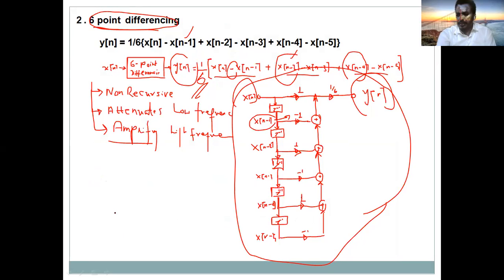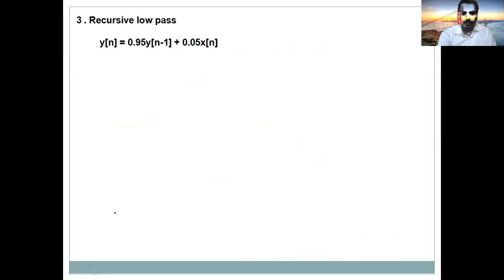Now let's see some more examples. In this case, we'll see recursive systems. Previously, we have seen systems which are non-recursive. Now, let's see systems which are recursive. So this is a low pass filter, a digital filter, but it is recursive.